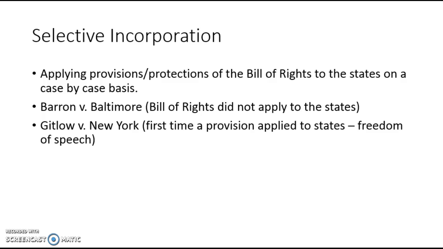After these 2 cases, many more followed, including Gideon versus Wainwright, which incorporated the 6th Amendment, right to an attorney for people who couldn't afford one. Mapp v. Ohio incorporated part of the 4th Amendment, no unlawful search and seizure, and stated that illegally seized evidence cannot be used against you in a court of law. This is called the exclusionary rule.